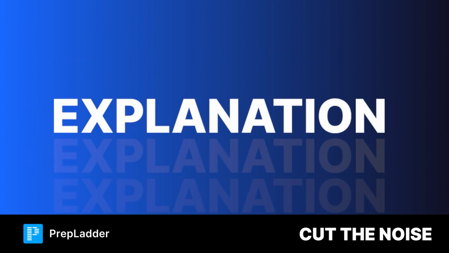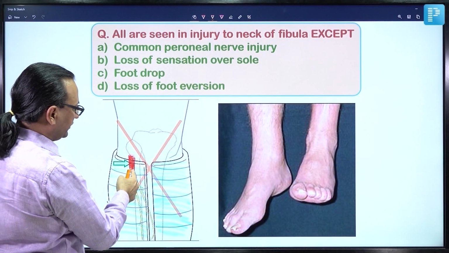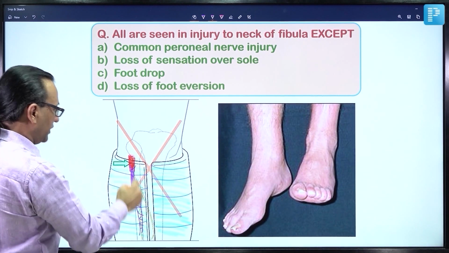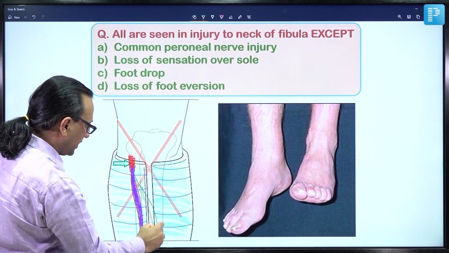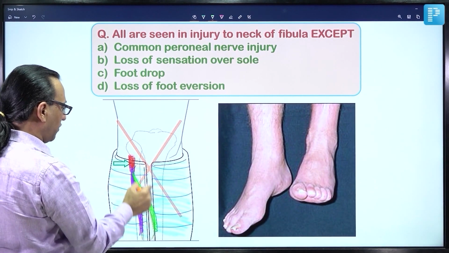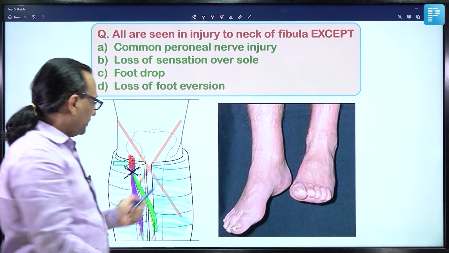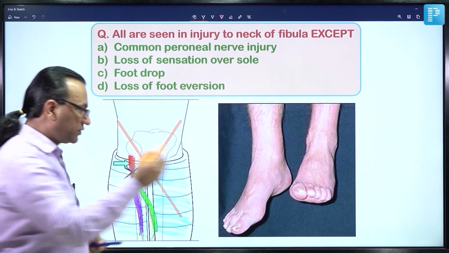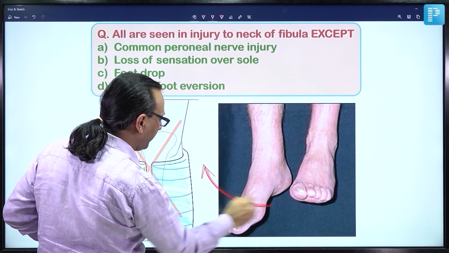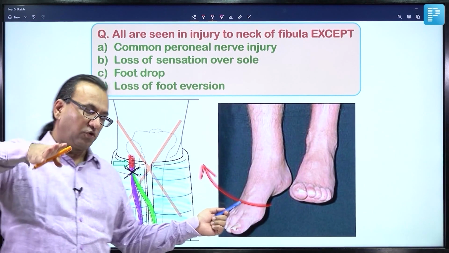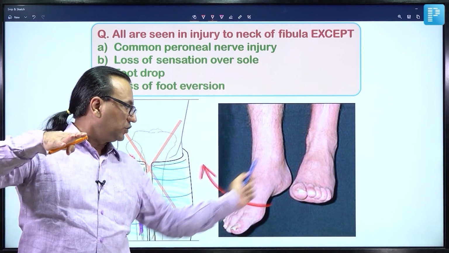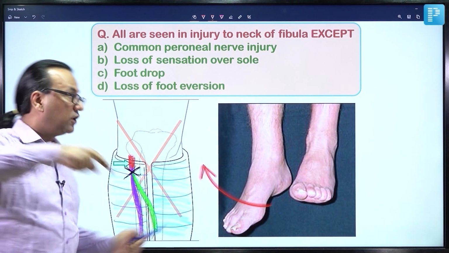Here's the explanation. So if the common peroneal nerve is compromised, the two branches, that is the superficial peroneal nerve and the other branch, deep peroneal nerve, will get compromised. And as we understand, there will be three problems now. Which three problems? Number one, the patient will have difficulty with foot eversion. Patient cannot turn the sole outwards laterally. So, loss of foot eversion due to injury of superficial peroneal nerve, plus sensory loss, but on the dorsum of the foot, not the sole.